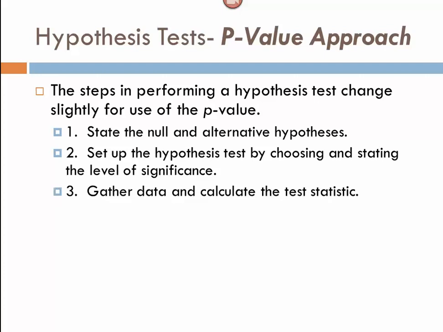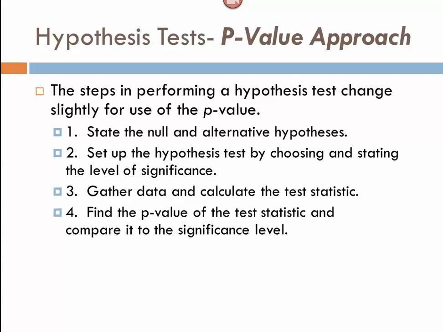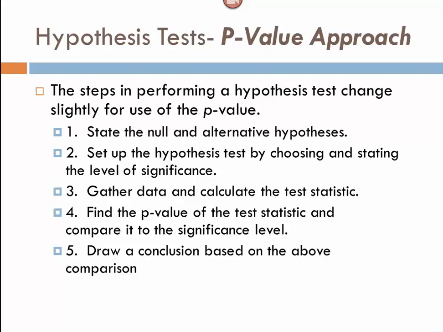Thirdly, we go and we gather our data and we calculate the test statistic. Notice that we're not concerned about the critical values or rejection regions when we're doing a p-value approach. We simply look at two numbers, the test statistic and its corresponding area, which is our p-value. We then compare the p-value to the significance level we chose, and we draw a conclusion based on the above comparison. Remember that we always state our conclusion in terms of rejecting or failing to reject the null, and then whether the evidence supports or doesn't support the alternative.